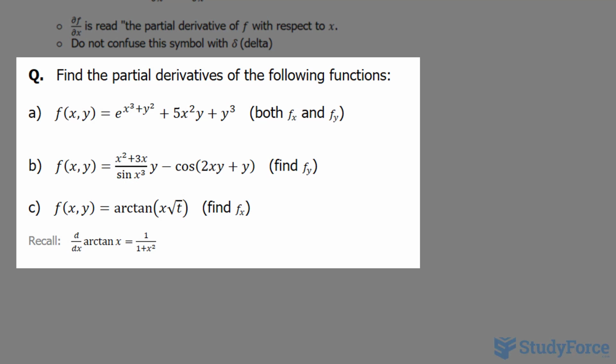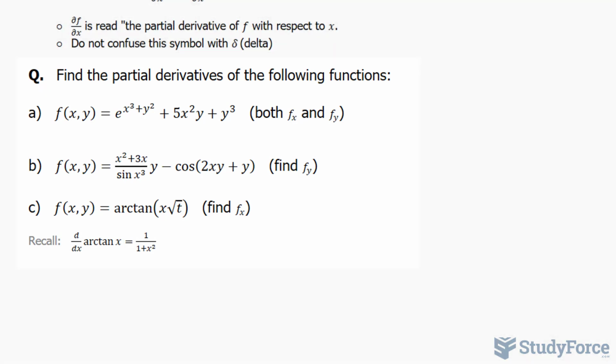So we'll start with a, and they want both f sub x and f sub y. Now keep in mind that these might take a while to do, especially given the complexity of the function. So you really need to know how to find the derivative of functions to be good at this. So starting with a, we want to find f sub x. This y will be regarded as a constant, this one, and this one.